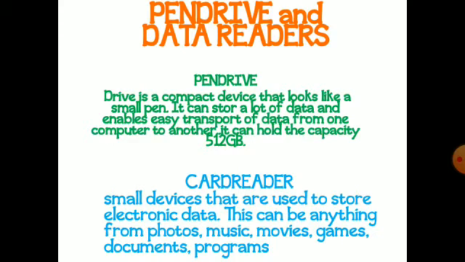What is the full form of USB? Universal Serial Bus. Once again, USB means Universal Serial Bus. Next, card reader. Small devices that are used to store electronic data. This can be anything from photos, music, movies, games, documents and programs.